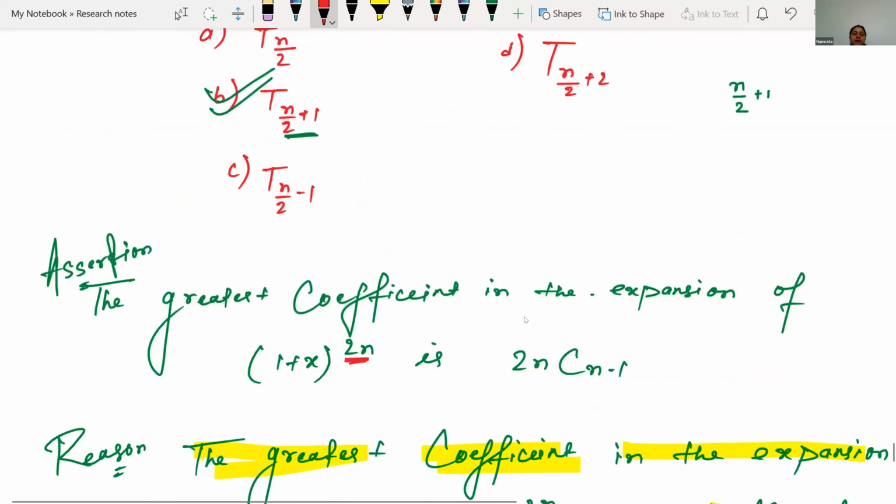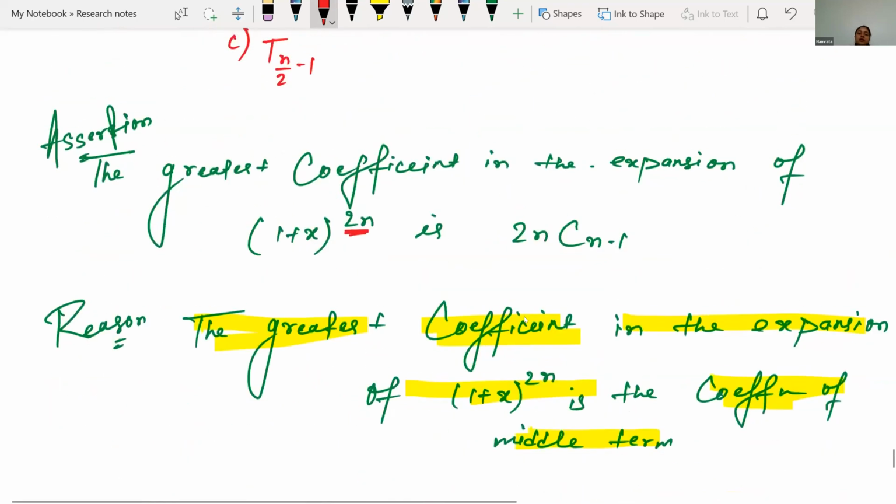Yes, ma'am. So here it's even. So now only we have done, the middle term will be 2n by 2 plus 1, that is n by 2 plus 1, right? This will be the middle term. That means it will be term n plus 1, right?